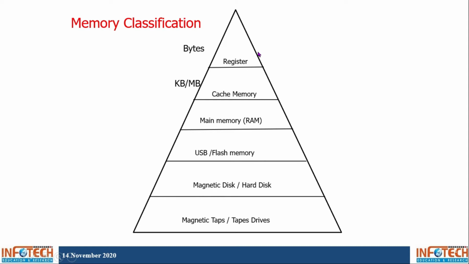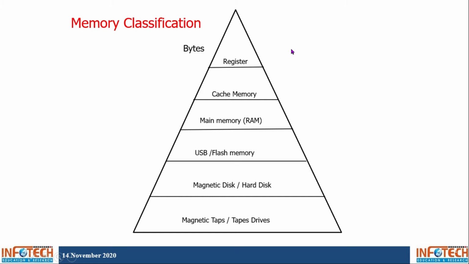So start with the size. The first one is the register, which is only of bytes. At the normal level, registers are 8 bit, 16 bit. Here I am not discussing servers. Registers are directly attached to the CPU. The size is bytes. You can see various registers and flip-flops like SR, JK, D flip-flop for storing values. So register size is only bytes.